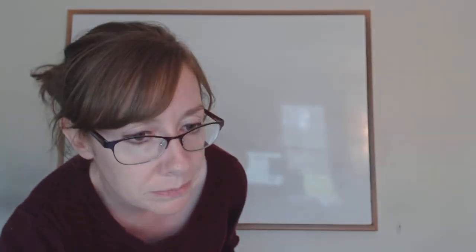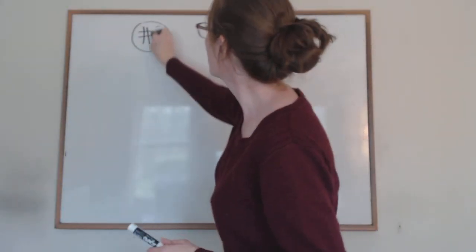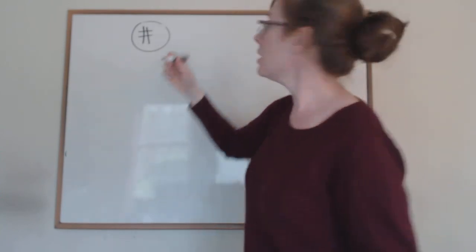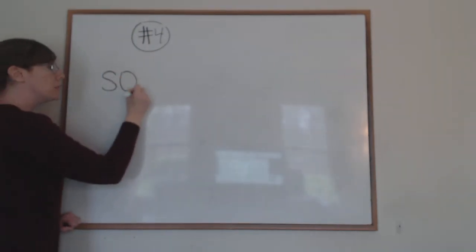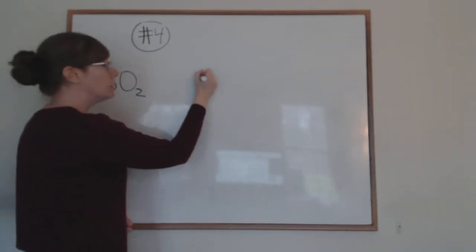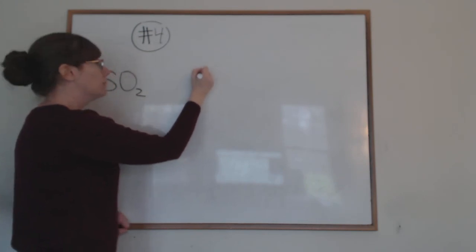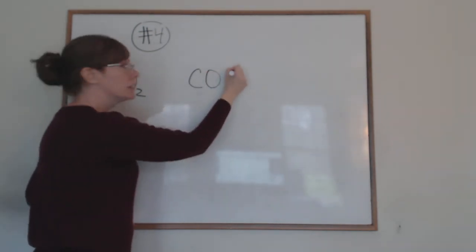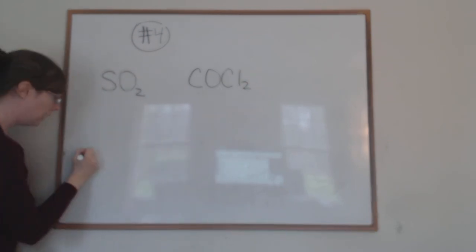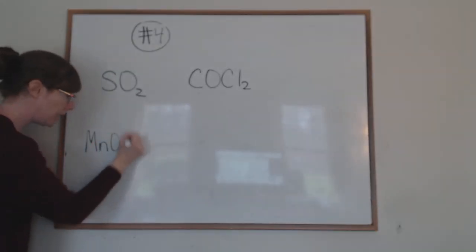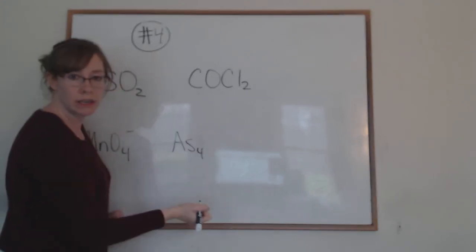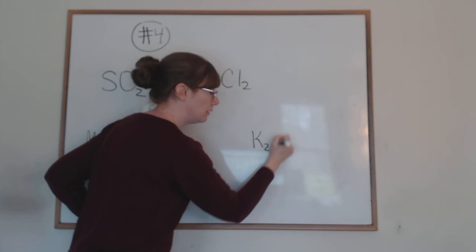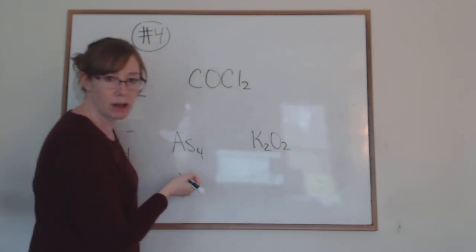Question number 4. Oxidation numbers. Okay, SO2. Oxidation numbers are, let me just write all of them. SO2, CO, Cl2, MnO4 minus, that's permanganate, As4, arsenic, and K2O2, which is potassium peroxide.